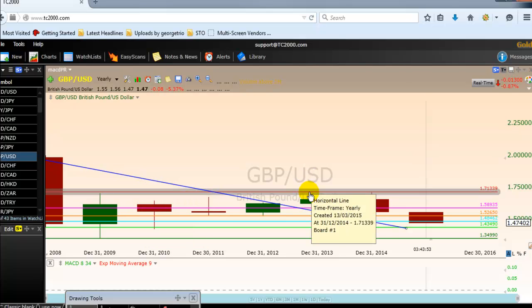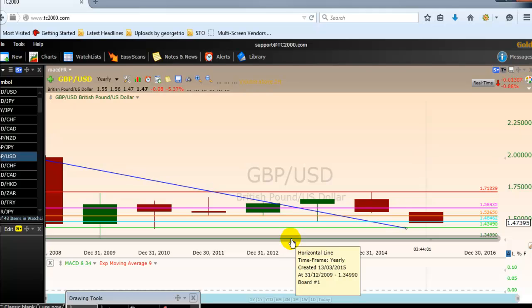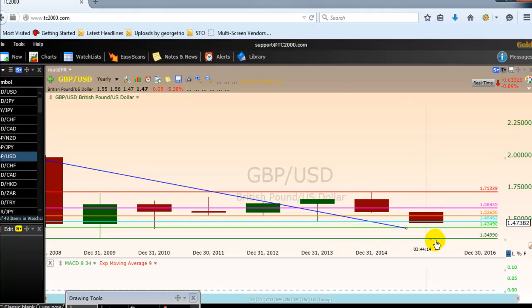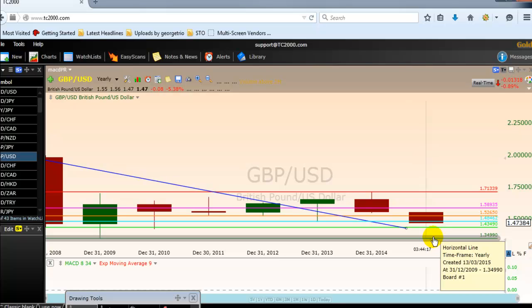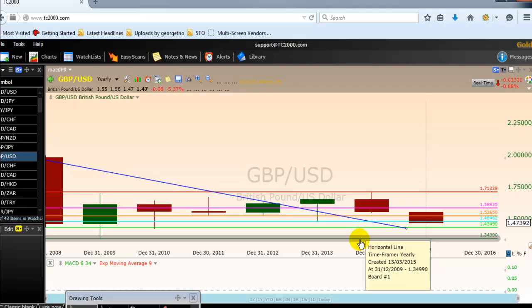The high of the consolidation on the yearly chart is at 171.33. The low of the consolidation is at 134.99. So the market pattern on the yearly chart is consolidation. What is happening now is that the pound is going down from the top of the consolidation, trying to reach the lower part of the consolidation. You see here, it went all the way up here, and now it's coming back down. So draw the high at 171.33 and the low of the consolidation at 134.99.